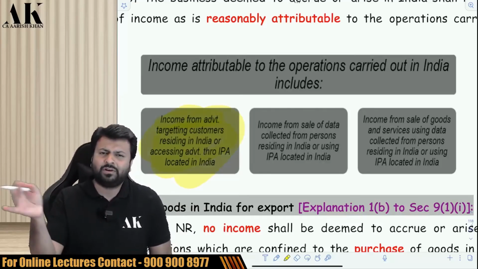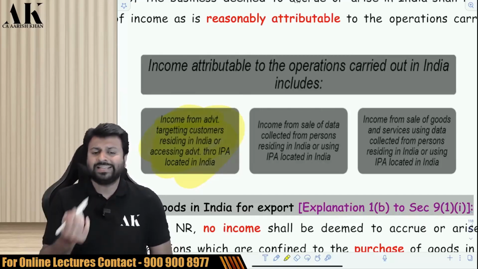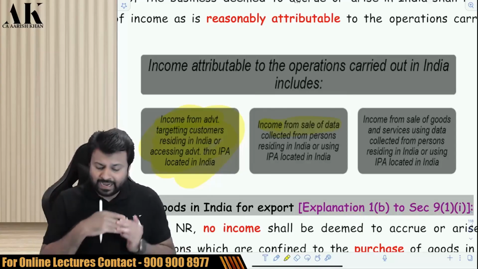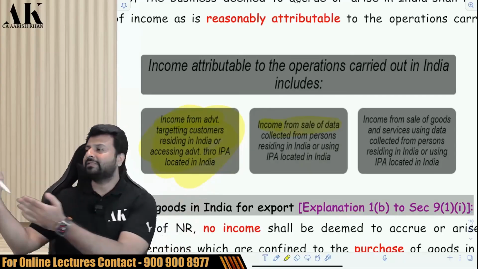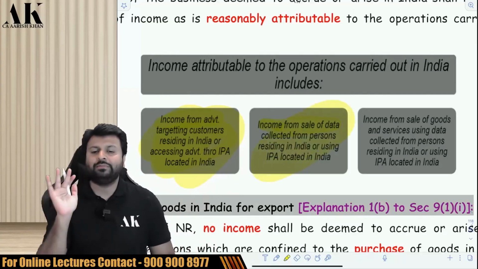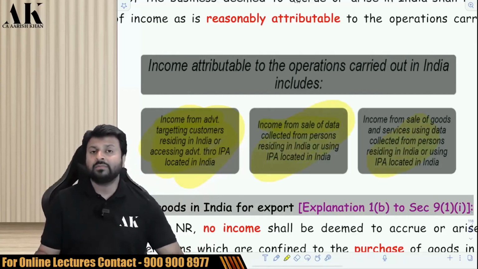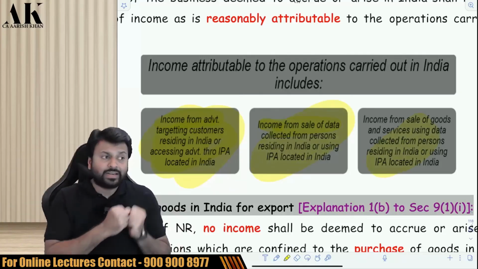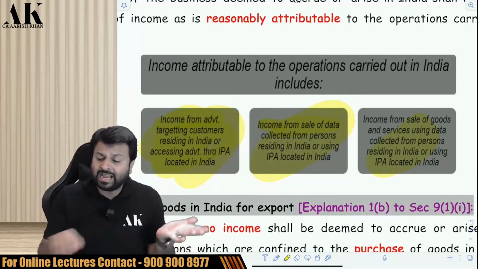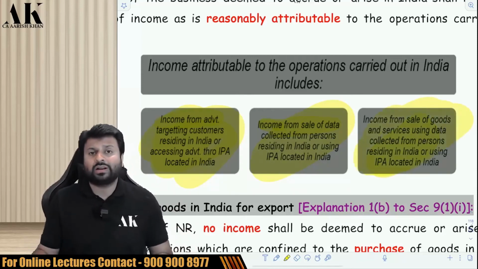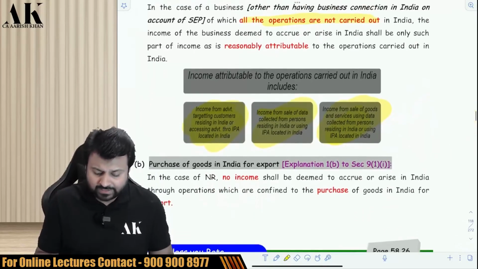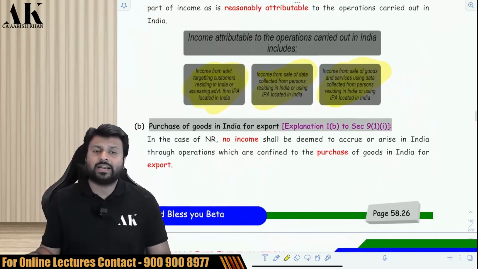I have given examples for all of them in the class, if you remember. Second, if you collect data from a person resident in India and then you sell it, suppose a company is collecting data from Indian residents and then selling it, then that income will always be deemed to accrue or arise in India. And third, if there is a sale of goods happening with the help of that data which is collected and given to somebody, then that income will also be deemed to accrue or arise in India. These 3 incomes will always be deemed to accrue or arise in India. These 3 incomes will be attributable to the operations carried out in India.